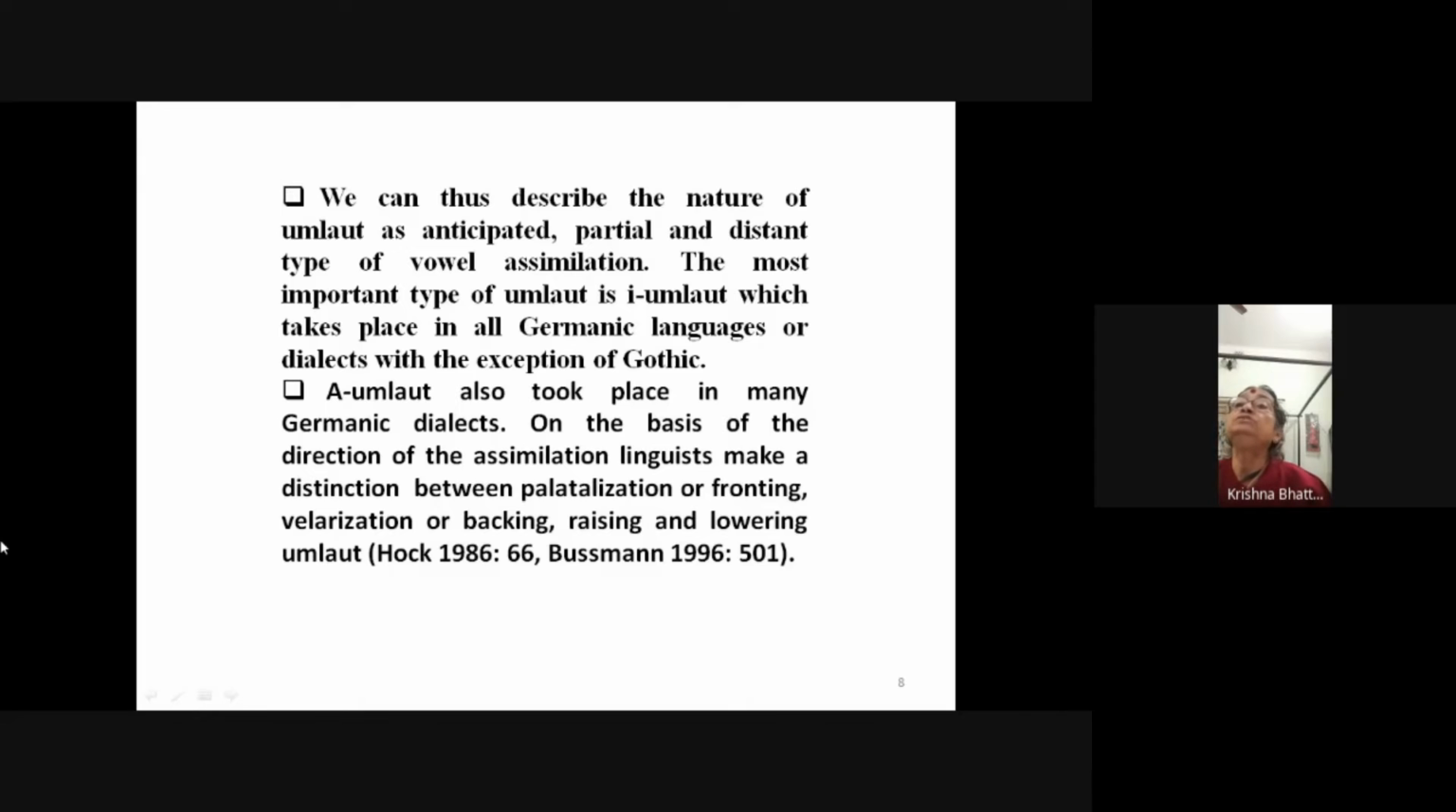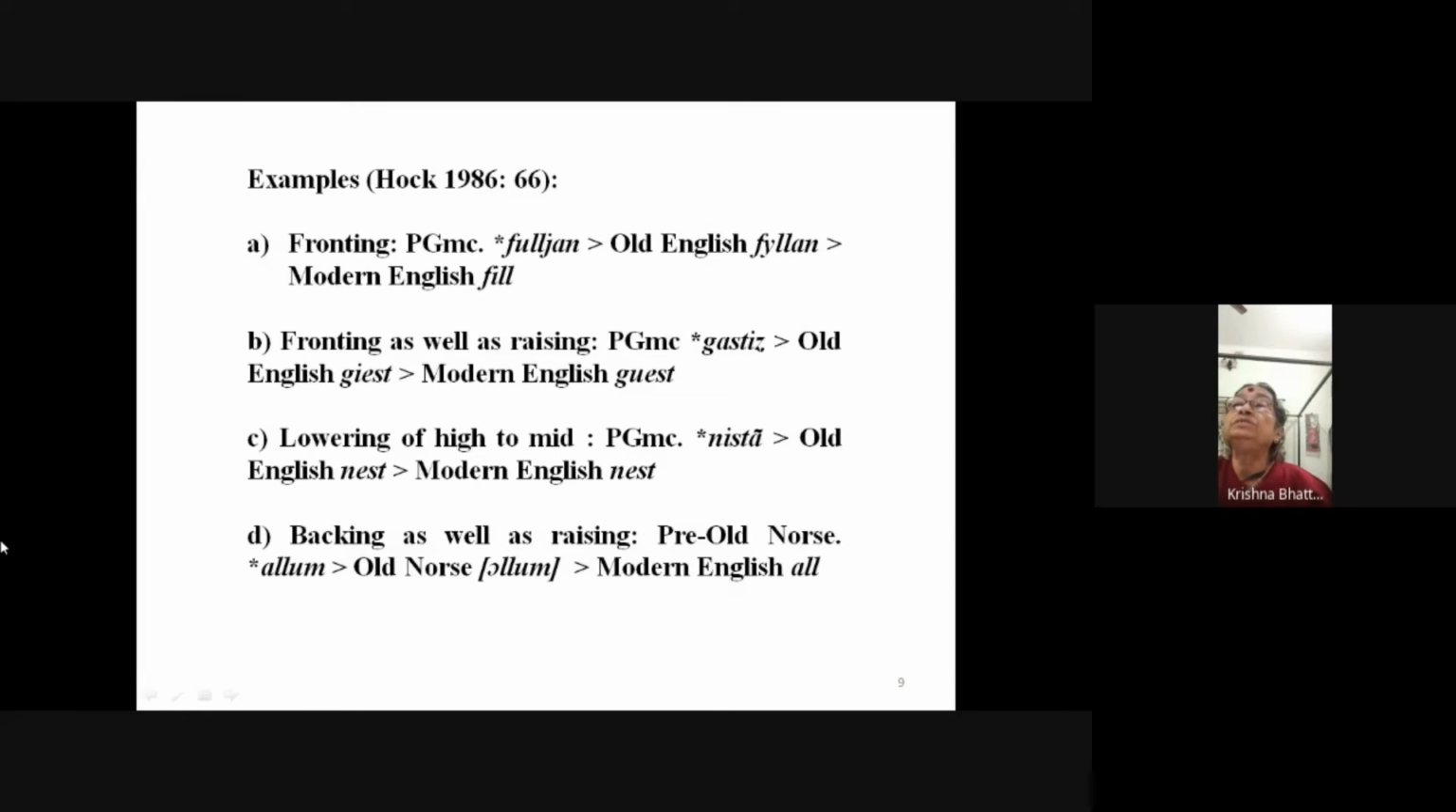Metaphony is used to refer to the assimilatory processes involving vowels occurring in neighboring syllables. It can be said that metaphony is the umbrella term which covers both vowel harmony and umlaut as subtypes so far described. The difference between umlaut and vowel harmony lies only in the position of the influencing vowel.